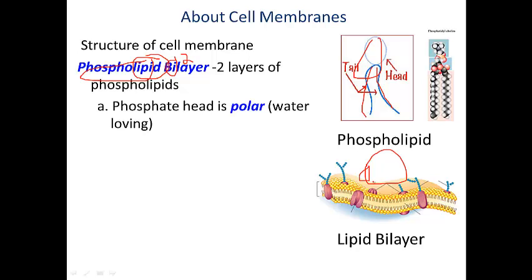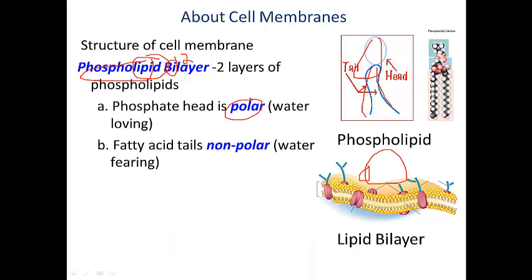Now it's really important that it's made up of phospholipids because basically its structure is what makes it able to allow certain things in and out. The head of the phospholipid is considered polar, or water-loving. The way I remember that is polar bears love the water. And these tails are non-polar. They hate the water. They fear the water. That's why the tails are basically inside here and the heads are on the outside and inside of the cell. So that's why they face each other like this.